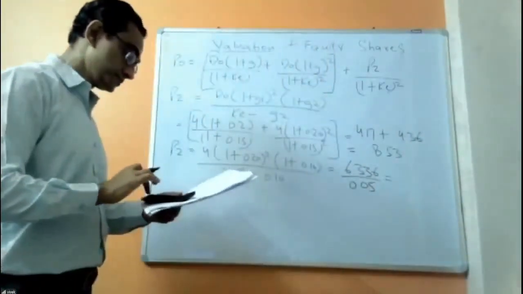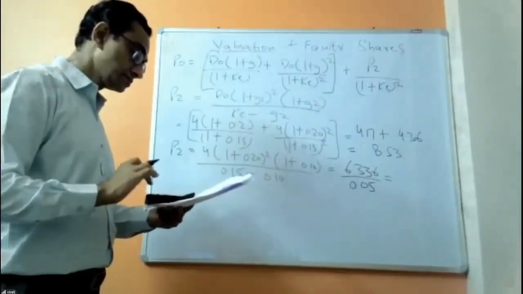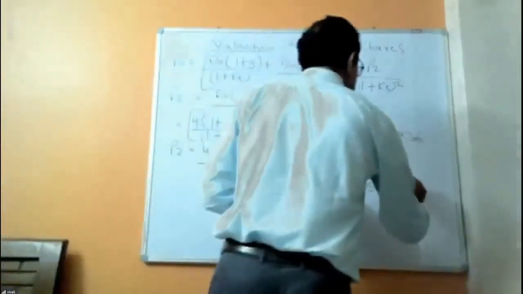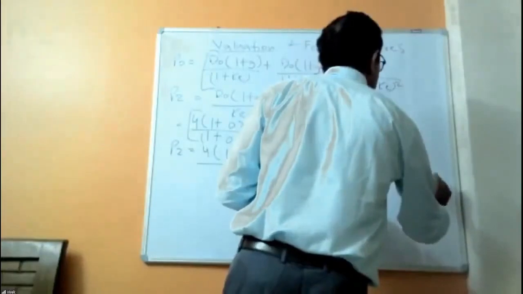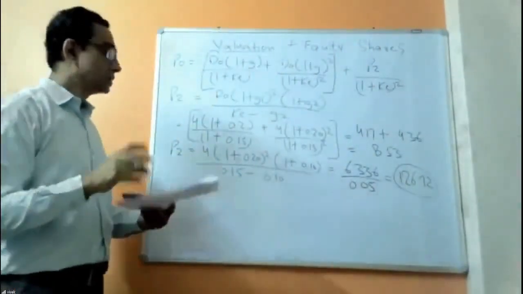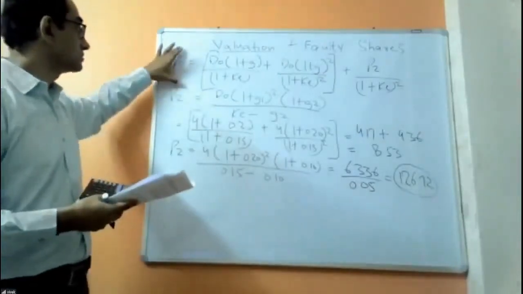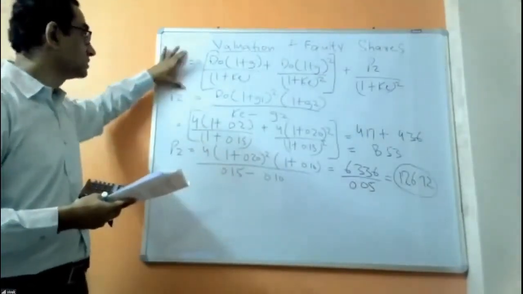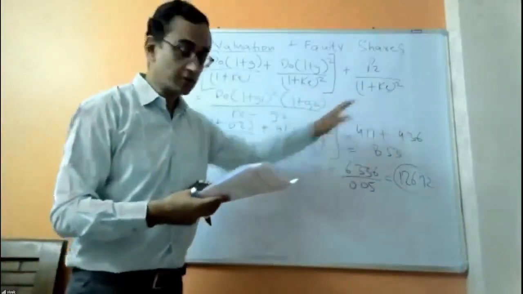So it is 126.72. 126.72 is the P2. Now we will calculate this, employing the figure in this complete formula.